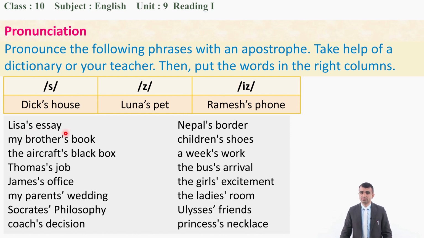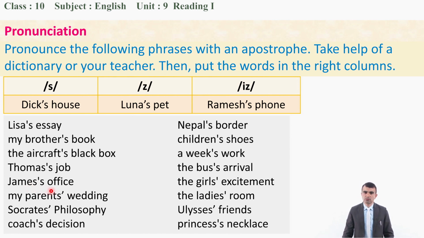Lijaj's essay. Nepal's border. My mother's book. Children's shoes. The aircraft's black box. A week's work. Thomas's job. The bus's arrival.